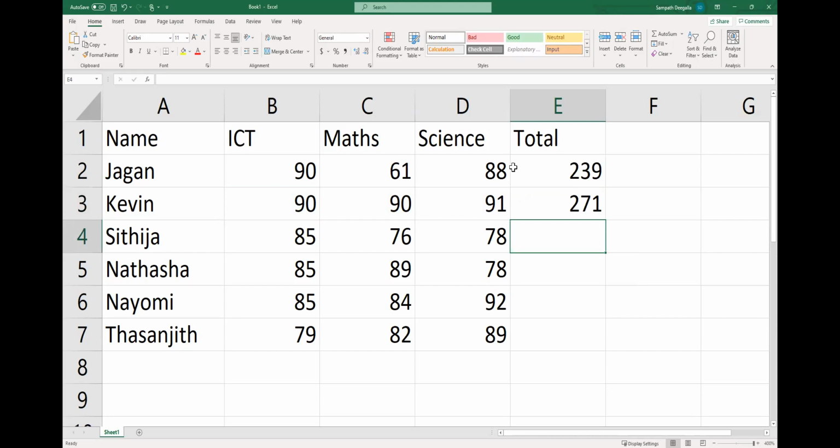Right. Can you give me one more? Let's say Natasha. Can you tell me what equation I have to put for Natasha's total marks? Yes, Malidu, you can, but I'll come to that after this because we have to learn everything from the beginning. You are correct.